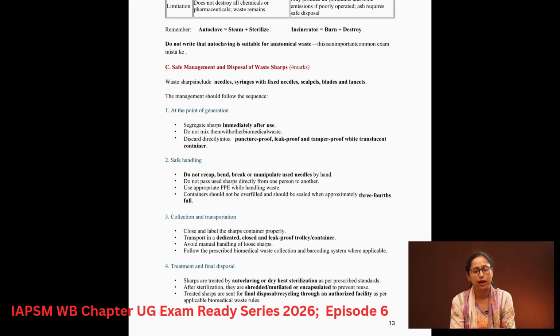Now, coming to the first point, at the point of generation, segregate the sharps immediately after use. They should not be mixed with any other biomedical waste, and we should discard directly into a puncture proof, leak proof and tamper proof white translucent container. Now, coming to the point safe handling, we should not recap, bend, break or manipulate used needles by hand, never, and we should never pass used sharps directly from one person to another. We should use appropriate PPE while handling the waste. Container should not be overfilled and it should be sealed when approximately 3/4 full.